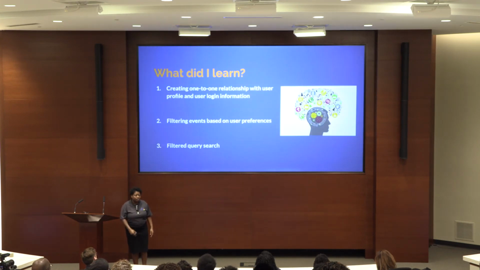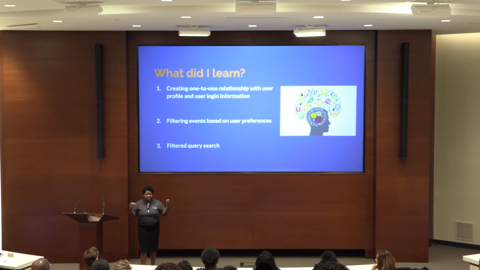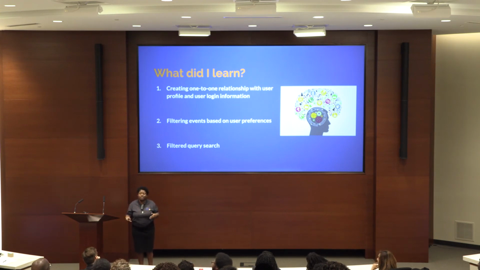So what did I walk away learning over the 3 weeks that we had to create this passion project? The first thing that I learned was definitely how to create a one-to-one relationship between the user profile and user login information. We briefly touched on relational databases throughout the 6 months, but I really had to dig deep and learn more about one-to-one relationships, and I had to learn how to extend the user model.